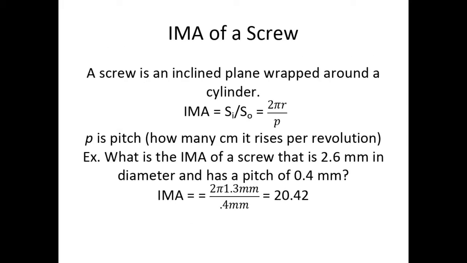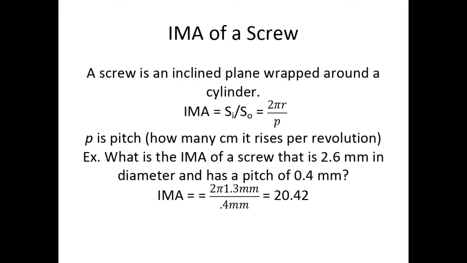The IMA of a screw. Now, a screw is an inclined plane wrapped around a cylinder. So IMA equals SI over SO. SI is 2 pi r over P, and P is pitch. When you buy screws, it tells you what the pitch is on the screw. It tells you if it's a quick pitch or a small pitch.